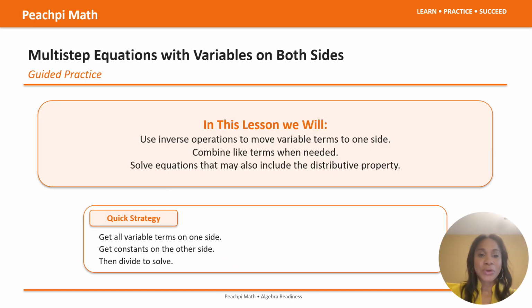Let's take a look at multi-step equations with variables on both sides. Today, we will use inverse operations to move variables to one side, combine like terms when needed, and solve equations that may also include the distributive property. So our quick strategies are we're going to get all variable terms on one side, all constants, meaning terms without a variable, on the other side, then divide to solve. All right, so now let's get started with problem number 1.